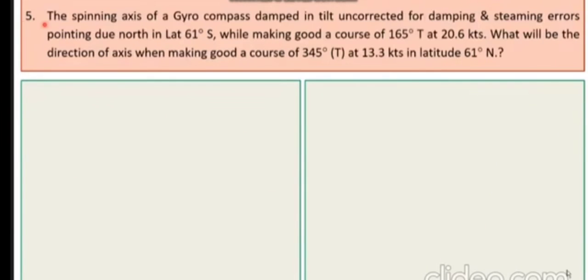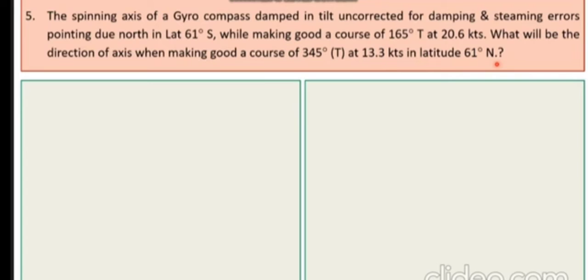Next question. The spinning axis of a gyro compass damped in tilt, uncorrected for damping and steaming errors, is pointing due north in latitude 61 degrees south, while making good a course of 165 degrees true at a speed of 20.6 knots. What will be the direction of the spin axis when making good a course of 345 degrees true at a speed of 13.3 knots in latitude of 61 degrees north?